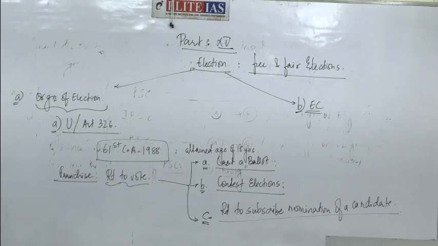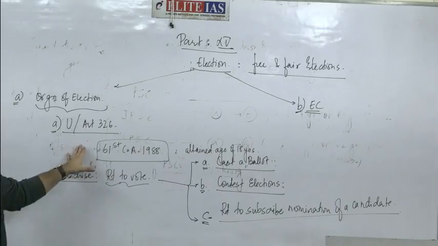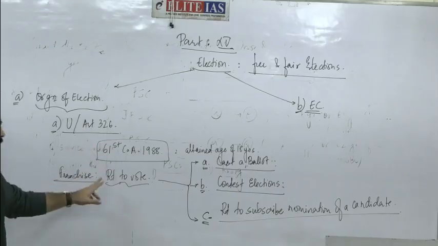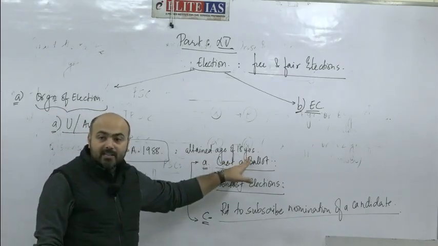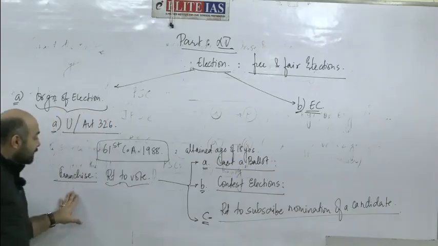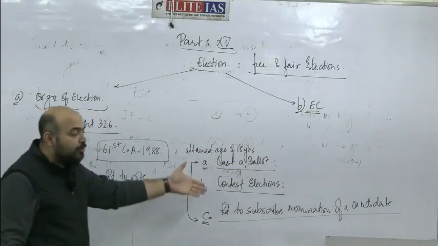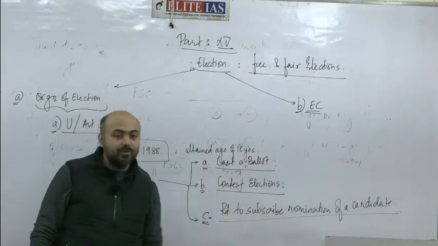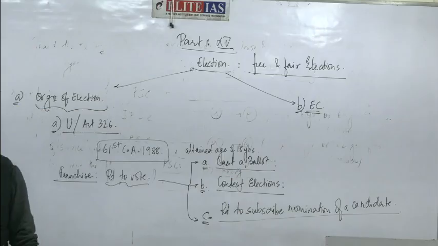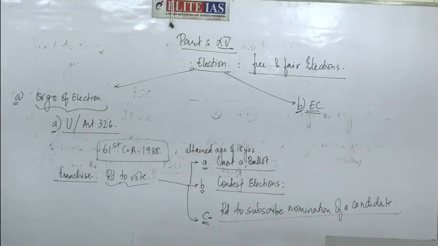Clear? So when we say Article 326 of the Constitution gives us universal adult franchise, now we know what is meant by universal. It means no discrimination. We also know what is meant by adult. After the 61st Constitutional Amendment Act, it means an individual who has attained the age of 18 years. And franchise means right to vote, which includes these legal ideas: right to cast a ballot, right to contest election, right to subscribe for nomination of a candidate. Clear? Supreme Court also includes the idea of right to reject.